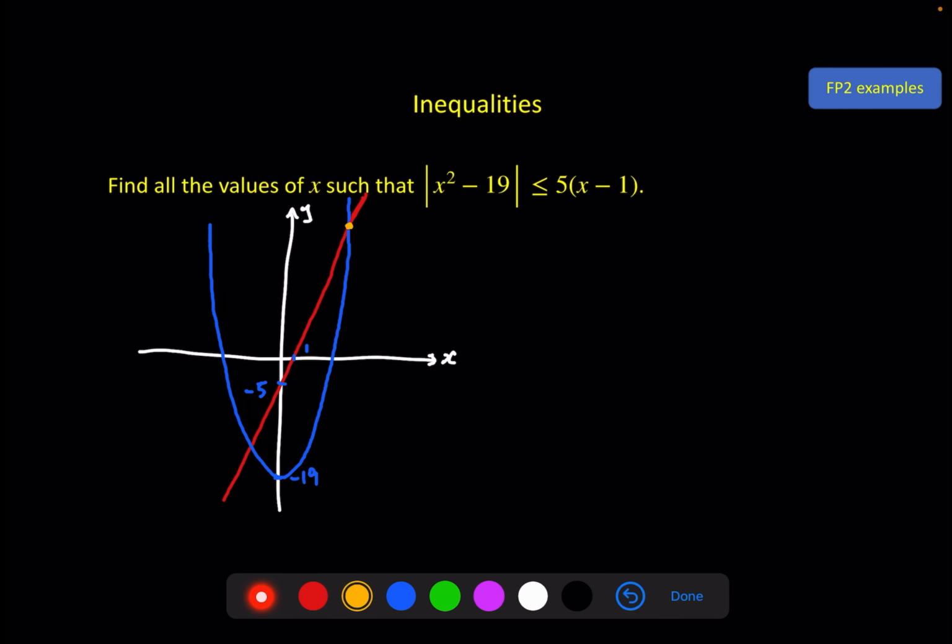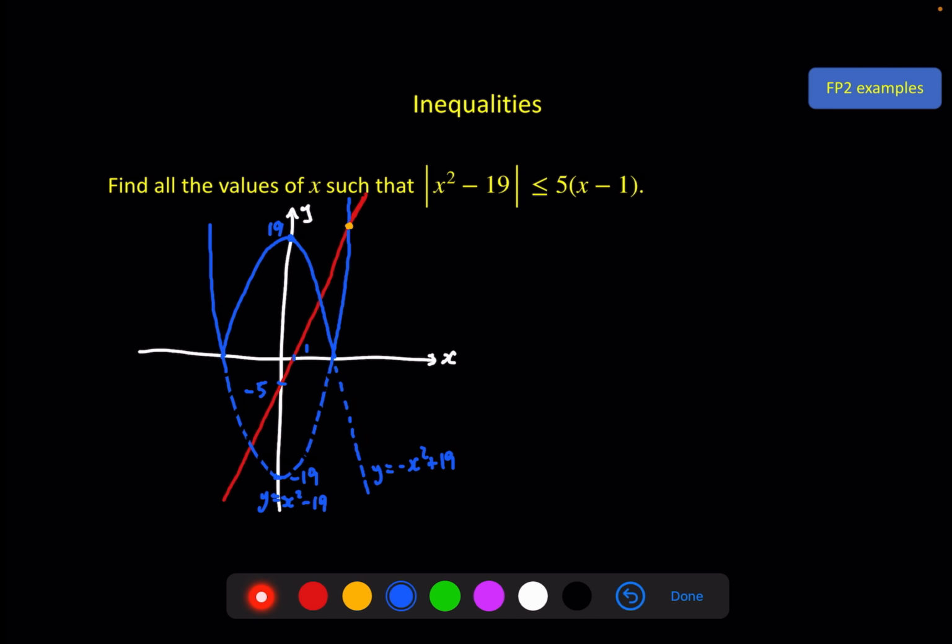Now that's not the actual graph because we need to modulus this, which means the bit down the bottom is not really there. So this bit is going to reflect up onto the other side like this. That will cross at 19. And what I'm going to do is again add on these little bits here to indicate that that would have been minus x squared plus 19, whereas this part of the graph over here is x squared minus 19.